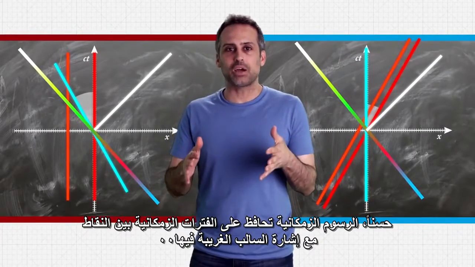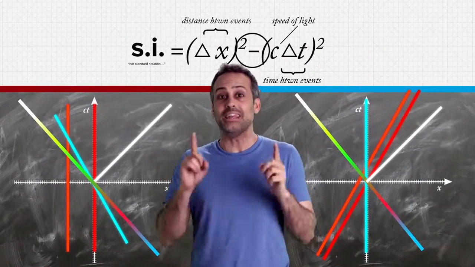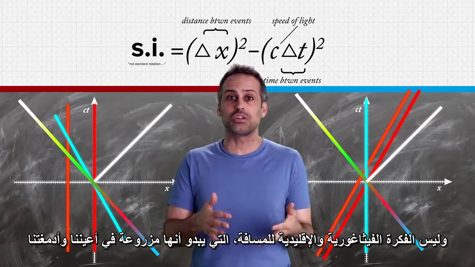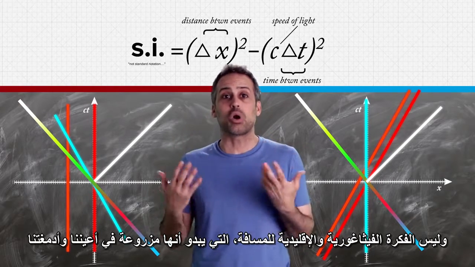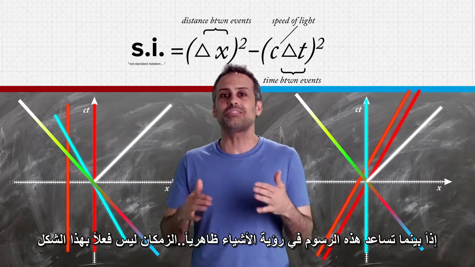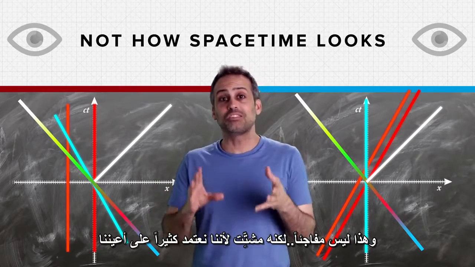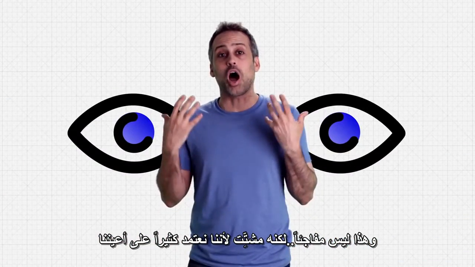Well, spacetime diagrams preserve the spacetime interval between points with its weird minus sign, not the Pythagorean Euclidean notion of distance that seems to be hardwired into our eyes and brain. So while these diagrams help quasi-visualize things, spacetime doesn't really look like this. Now that's not surprising, but it is disorienting since we rely so much on our eyes.